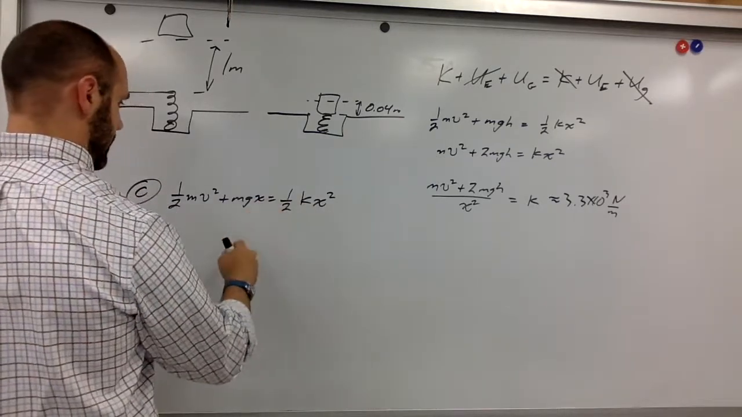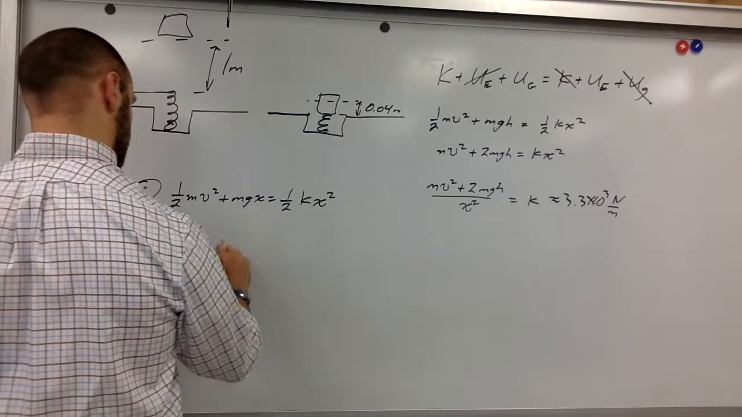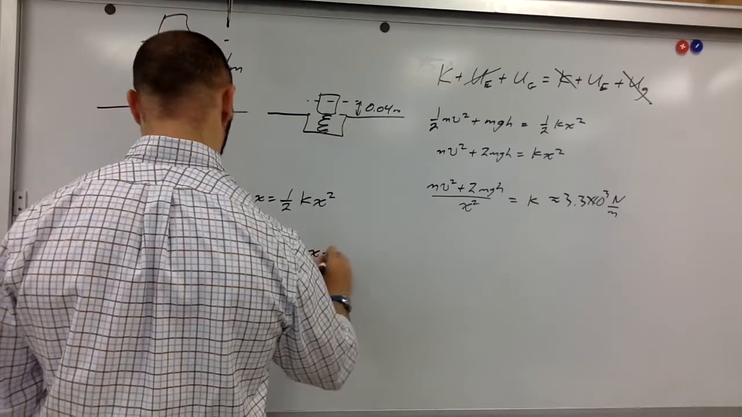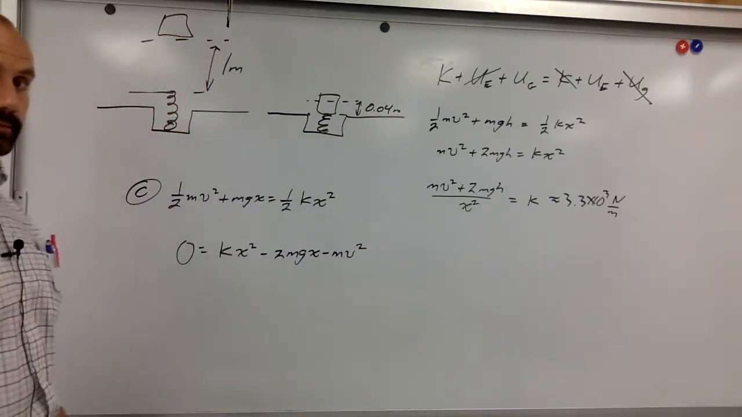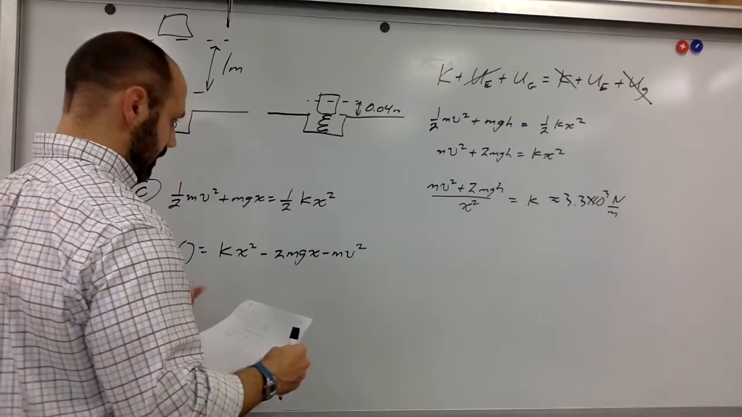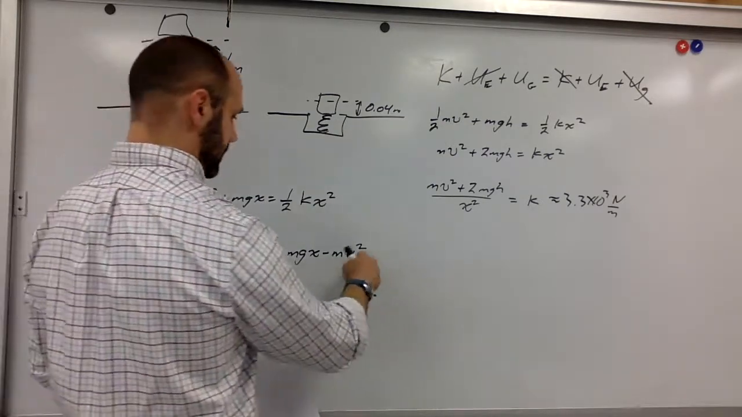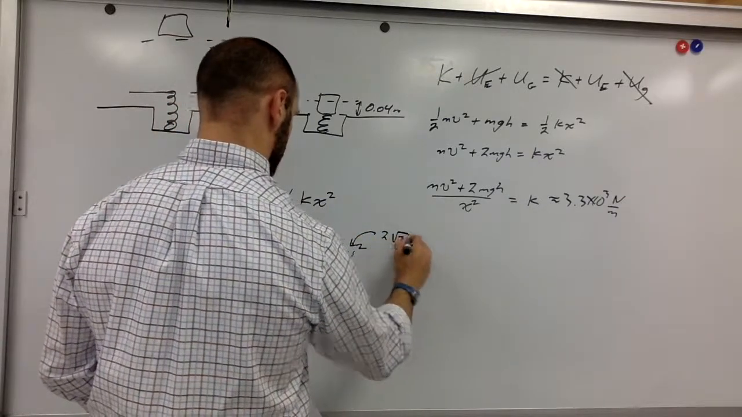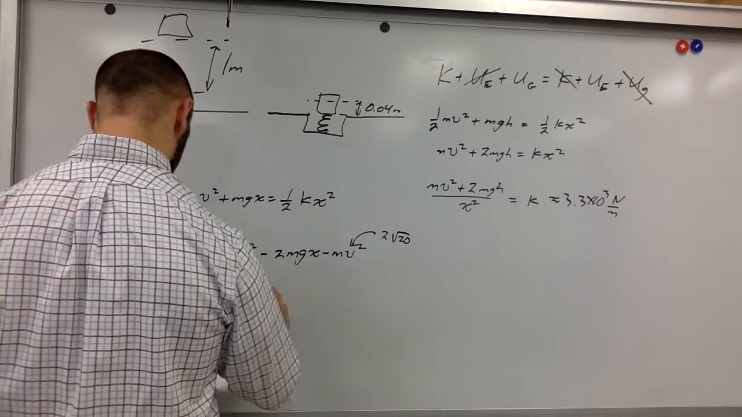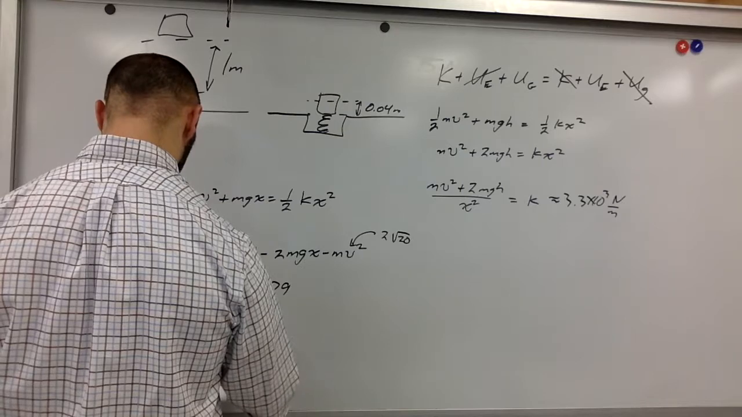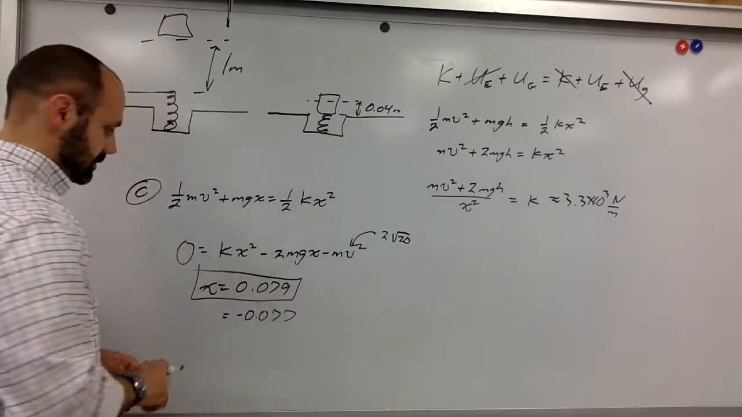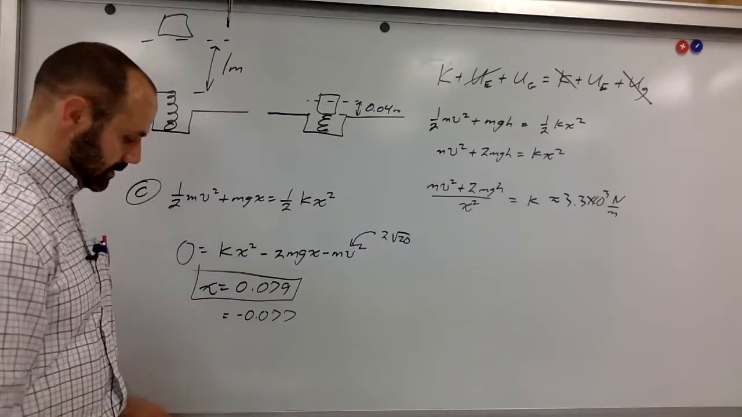So now, if I look at what I have here, this is going to be 0 equals kx squared minus 2 mgx minus mv squared. What I have is a quadratic equation. And since it's a quadratic equation, I plug in k, 2mg, and m. And for v I'm going to plug in 2 times the square root of 20, because square root of 20 was our velocity from before. And when you do all that, you should end up that x is equal to 0.079 or negative 0.077. And we're looking for the positive number, so it's going to be this. This is our new compression of the spring. Okay, and that's it for 7.7.